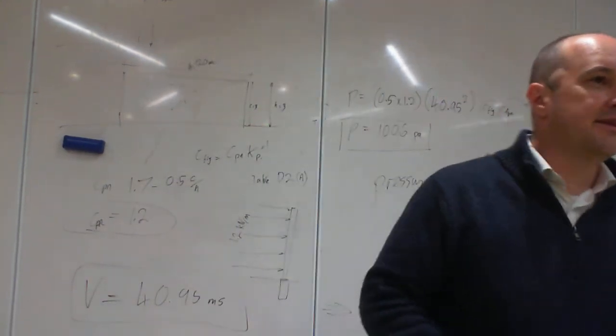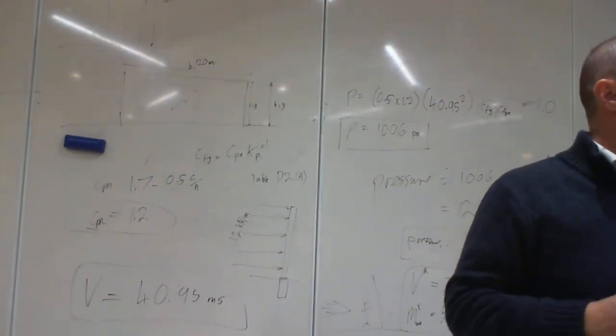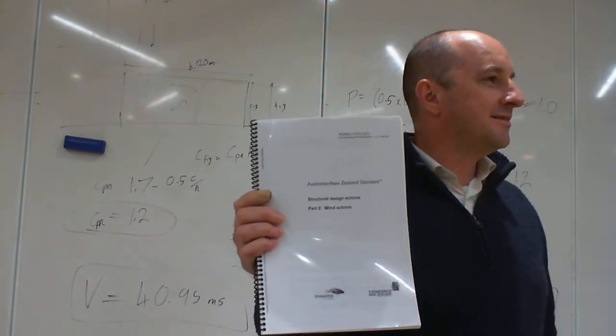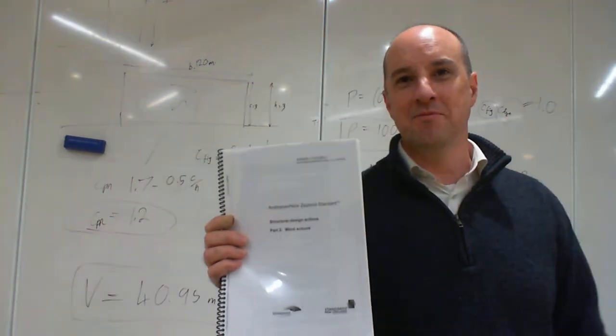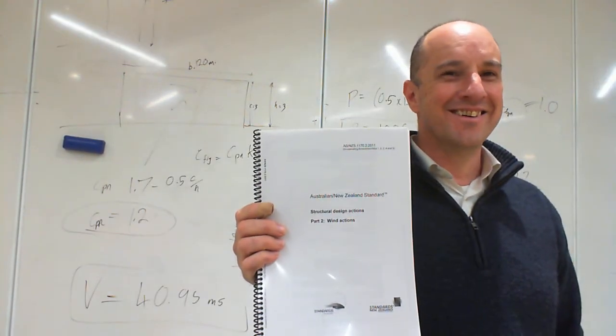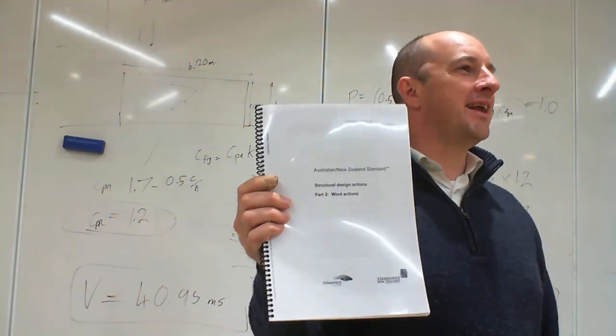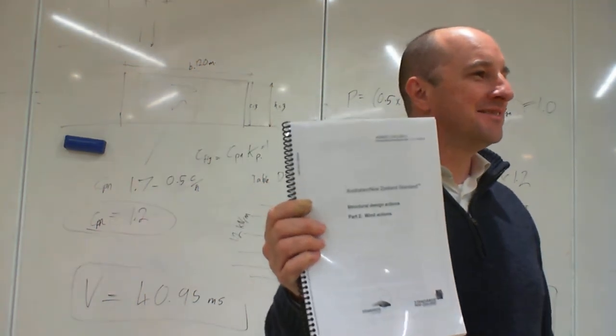So that is 1170. Print it, own it. If you have trouble sleeping at night, read it. It will give you headaches and heartache in years to come. All right.